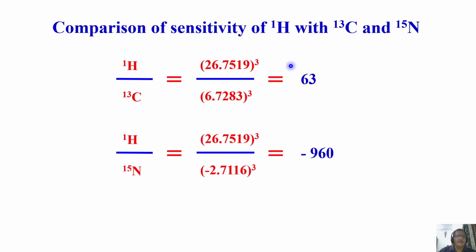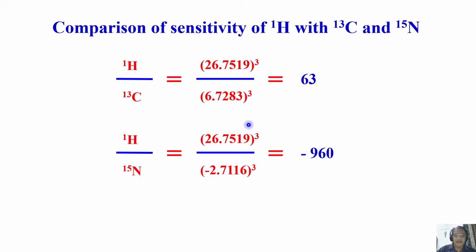What happens to nitrogen 15? Let us look at nitrogen 15. Same, we can calculate. Nitrogen 15 has a gamma of minus 2.7116. Of course, it has a negative magnetic moment. Now, this negative sign, as far as the sensitivity is concerned, when I am comparing the relative, I am not worried about this sign, but it is important in some experiments. Let us not worry about it right now, but it is important later.